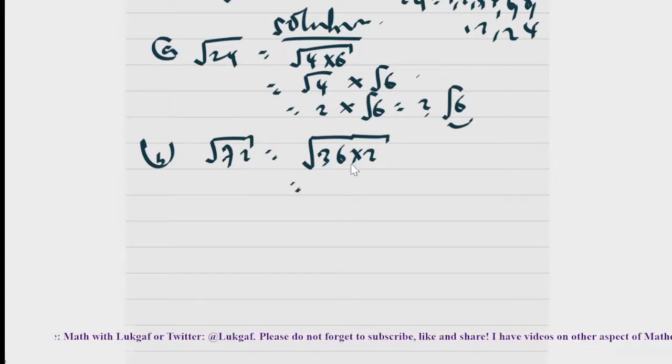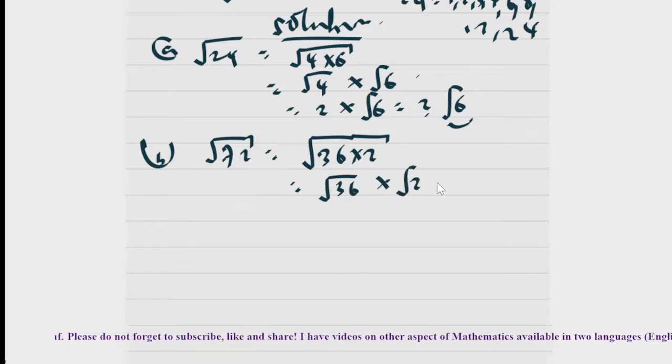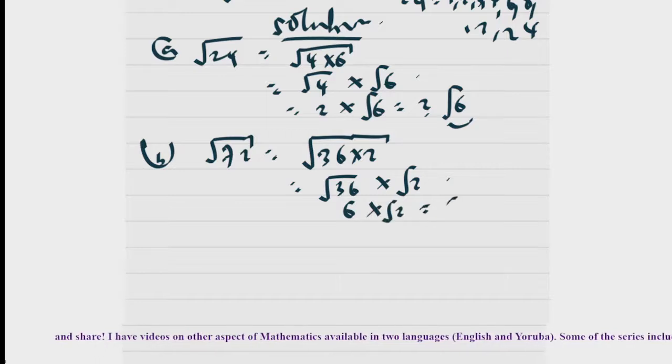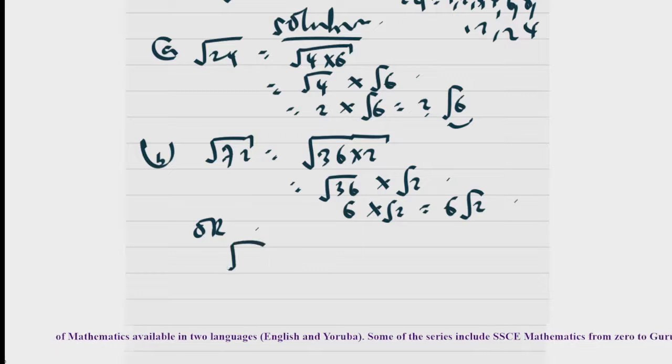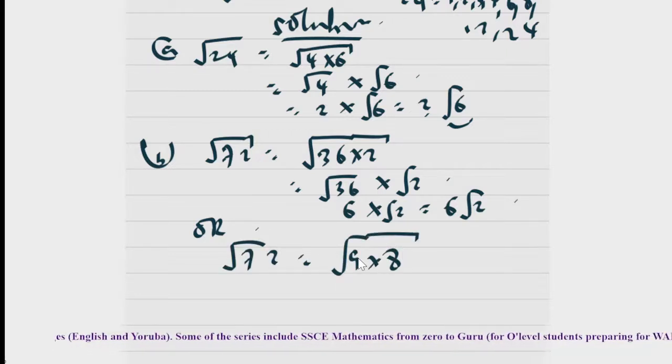Then I'm going to split them one by one using the law. That will give you root 36 multiplied by root 2. And root 36 will give you 6 multiplied by root 2. That will give you 6 root 2. Another way, I said you can write it as root 9 times 8. You are going to arrive at the same answer.